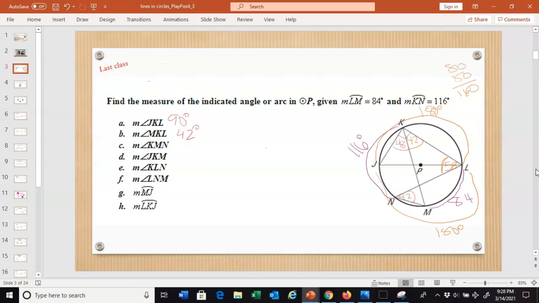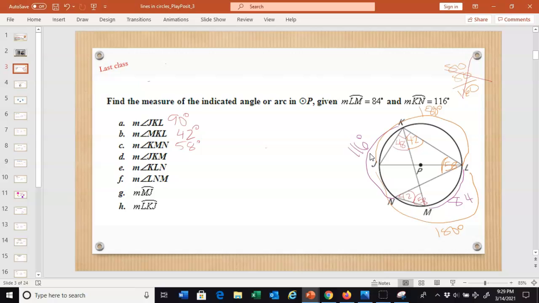KMN. So we don't know that one yet, but I bet we could figure it out. So K to M to N. A good idea is to see what arc it covers. And if we know the arc measure, then we can go ahead and take half of it, right? It covers K to N. So we could do half of 116 again, which we know is not 80, right? It's 58. So this angle is 58 because it covers that arc KN.